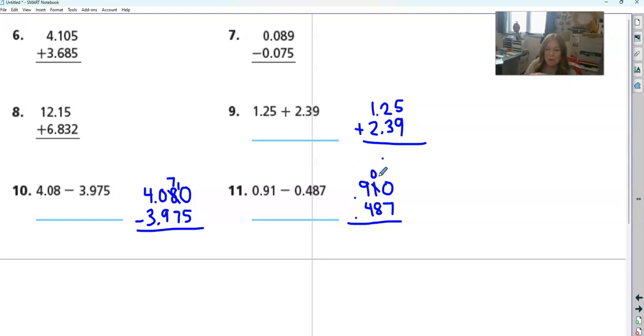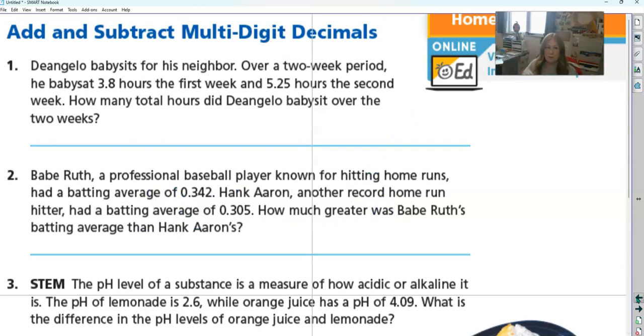I'll kind of walk you through some borrowing. So you're going to do 10 minus 7. Now we can't do 0 minus 8. So we're regrouping. Now we're doing 10 minus 8 and then 8 minus 4, and the decimal comes straight down. So go ahead and make sure you have 6 through 11 completed, and then we'll go through these and just read them together and make sure we understand, are we adding or subtracting?